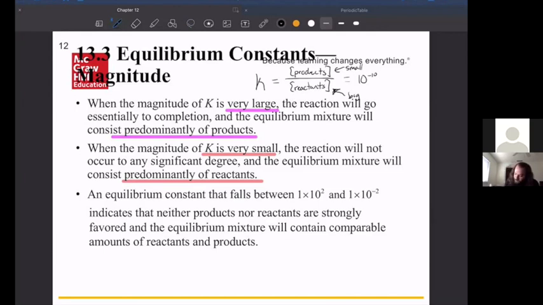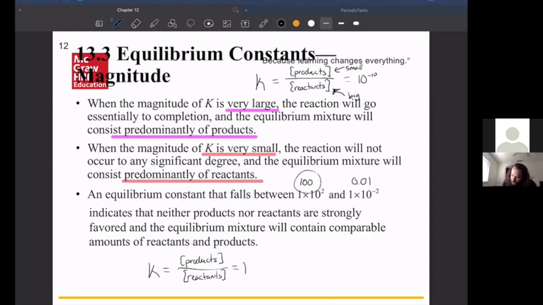If it's anywhere between 10 to the 2 and 10 to the negative 2, so this is 100 and 0.01, then it's a reaction that has a considerable amount of both products and reactants, right? So first of all, let's write K, products over reactants. If K equals 1, then that means you have the same concentration of products as you do reactants, right? 50-50 if K were to equal 1.